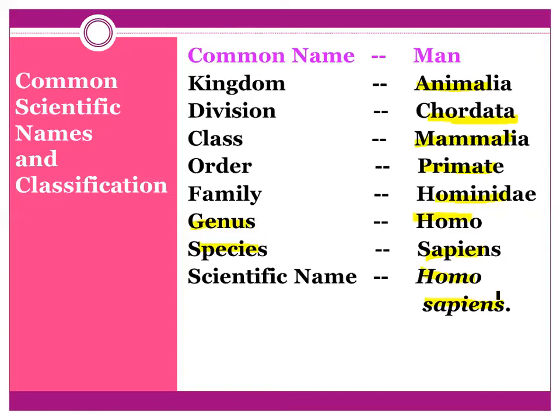We belong to kingdom Animalia. Our division, or you can say phylum, is Chordata. Class is Mammalia. Order is Primate. Family Hominidae. Genus Homo. Species sapiens. And our scientific name is Homo sapiens.